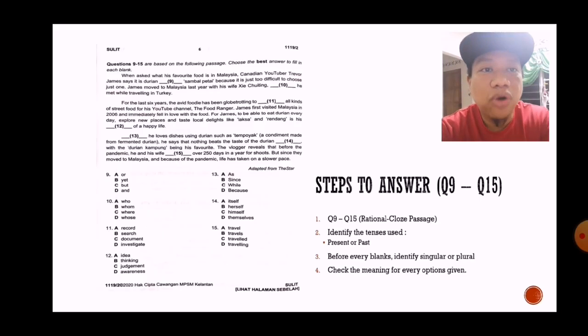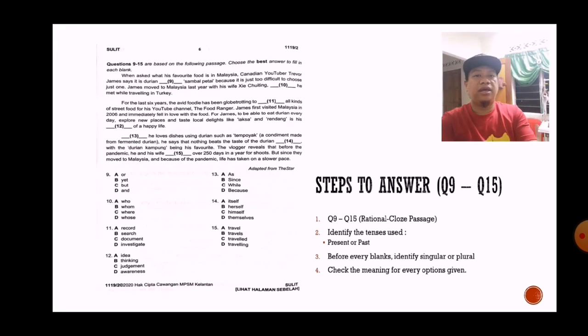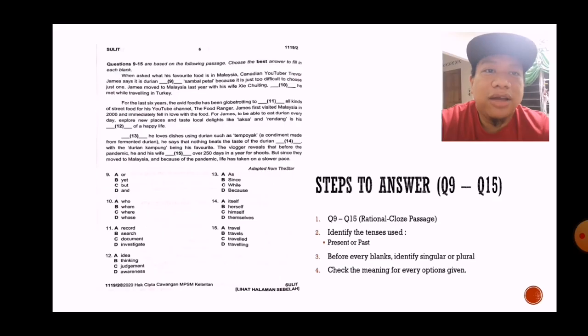Alright, so let us move on to number 10. James moved to Malaysia last year with his wife Si Chui Ting. Yes, Si Chui Ting. So number 10 there: he met while traveling in Turkey. So he met his wife while traveling in Turkey. Wow, interesting experience.